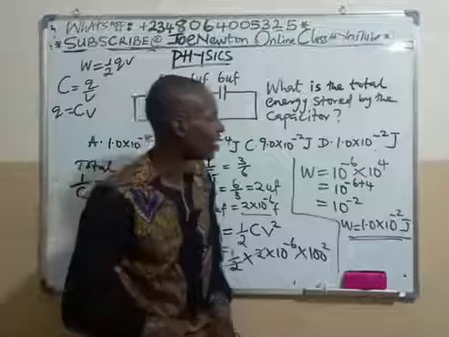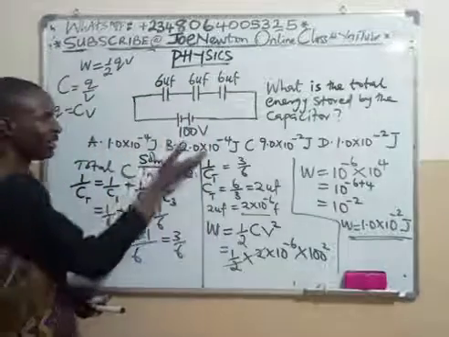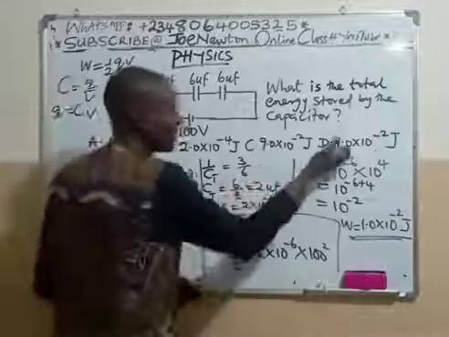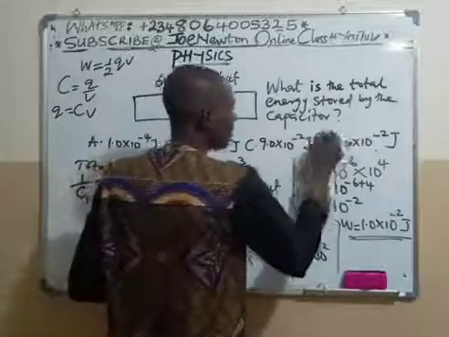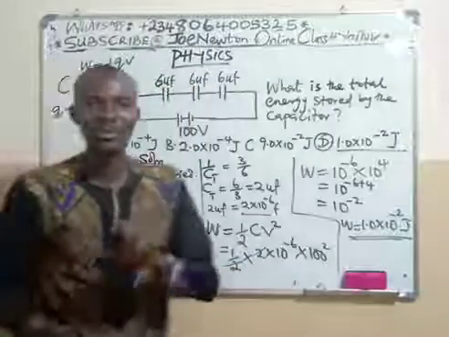So we can now see that from the options given to us, this is not correct, this is not correct, this is the correct answer. So the correct answer is D. Very, very simple to calculate.